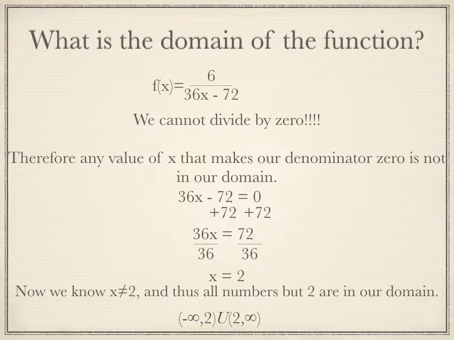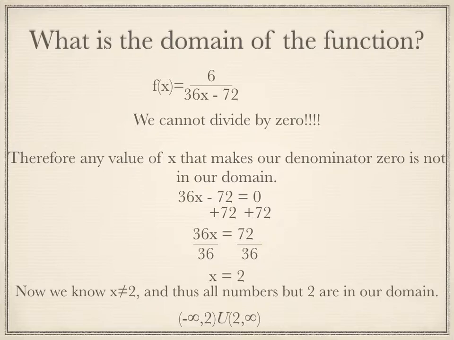Then we want to solve, so we're going to add 72 to both sides. And we get 36x is equal to 72. Then we want to get x by itself, so the opposite of multiplying by 36 would be dividing both sides by 36. And we get x is equal to 2. So now we know x cannot equal 2, because if x equals 2, then our denominator would be 0, and we can't divide by 0. And thus, all the numbers but 2 are in our domain.